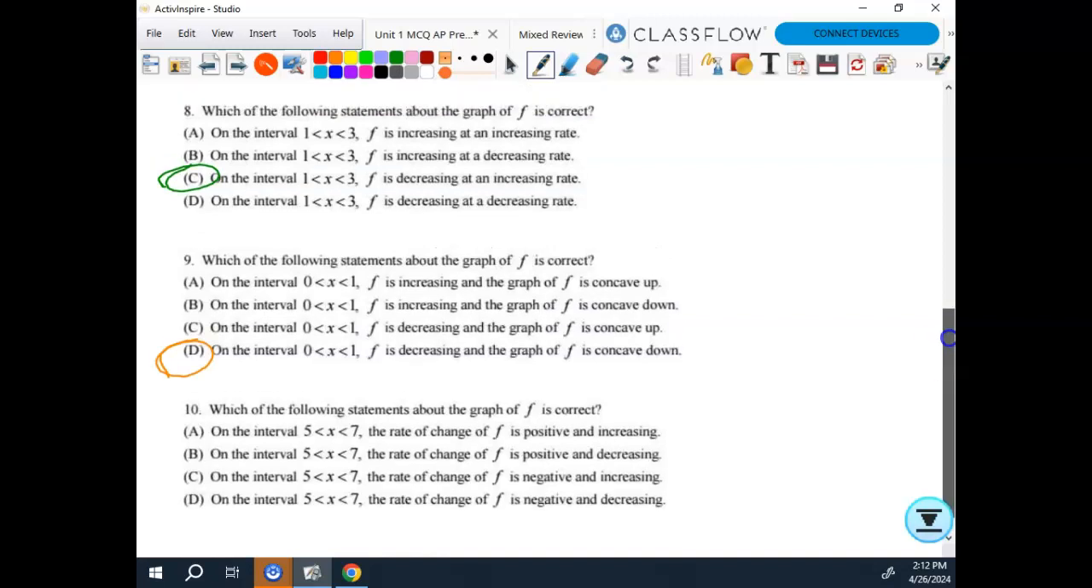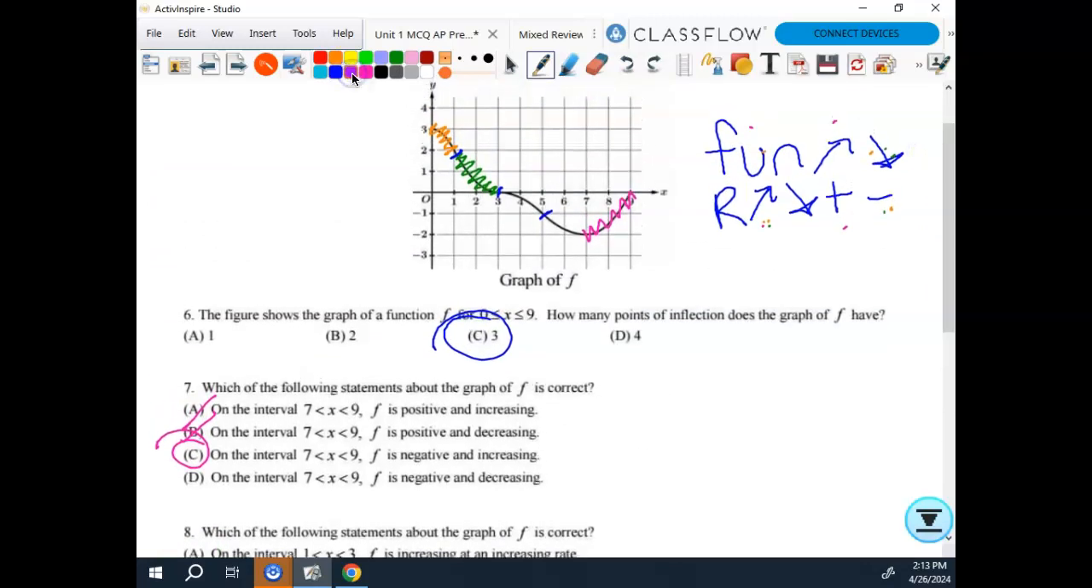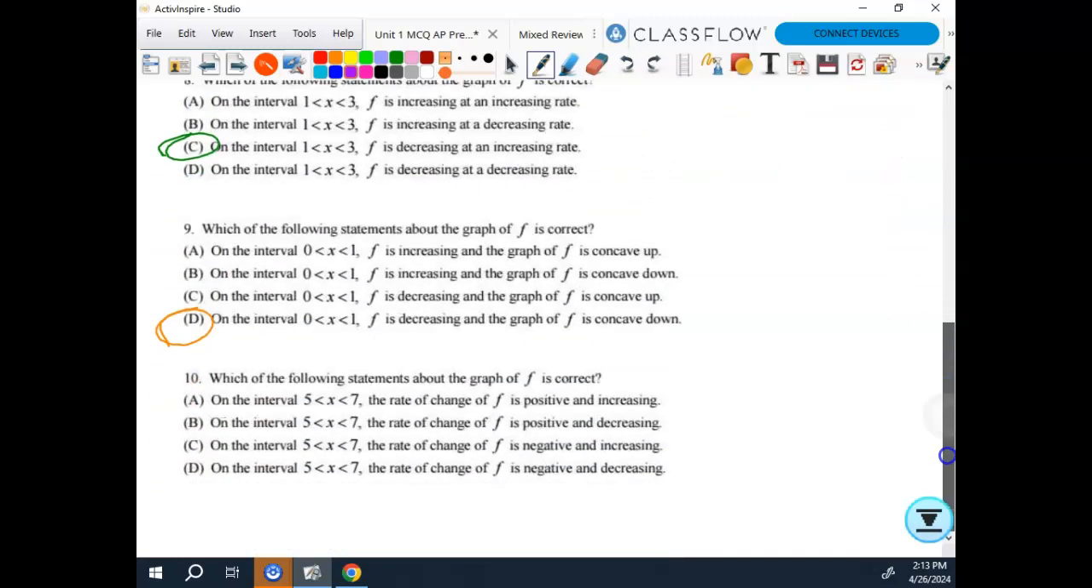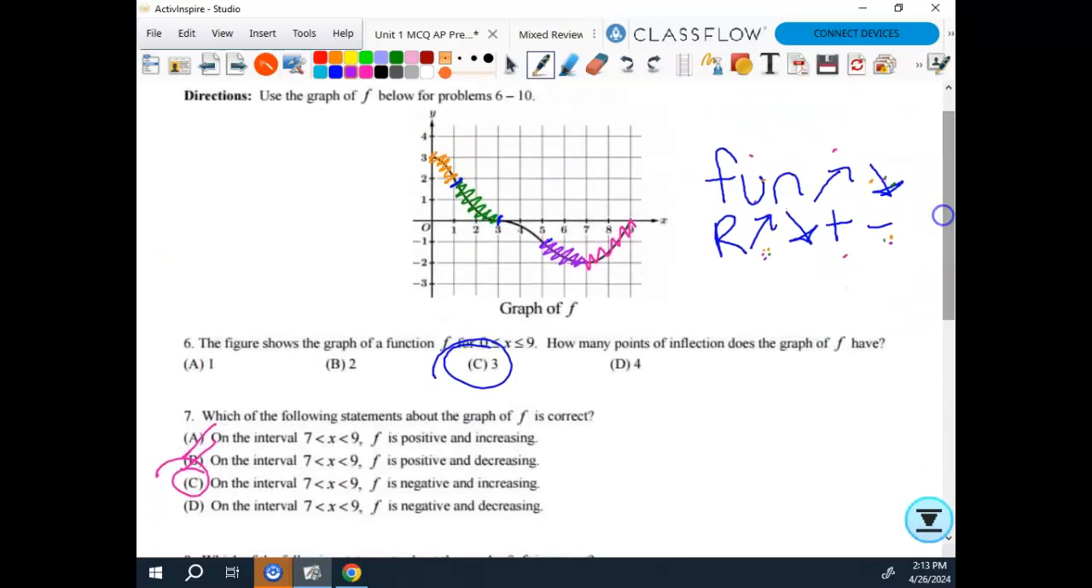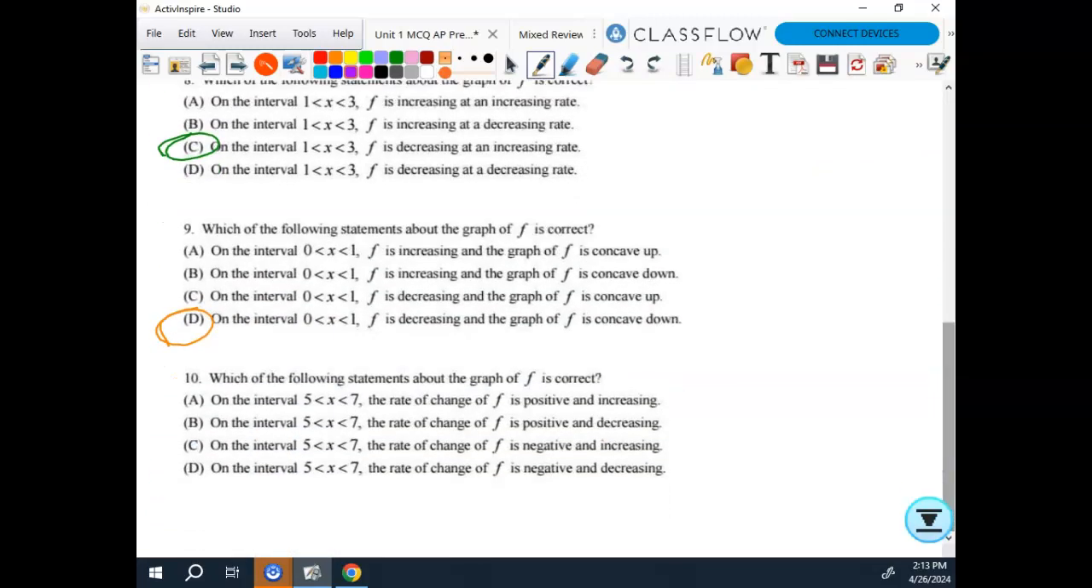Okay, we got a couple of different ones here. So 5 to 7. From 5 to 7, is the function positive or negative? Negative. Is it concave up or down? Up. It's concave up, so the rate is increasing, and the function is decreasing, so the rate is negative. So what are we actually looking for? Rates. So the rate is negative and increasing. The answer is C. Okay?